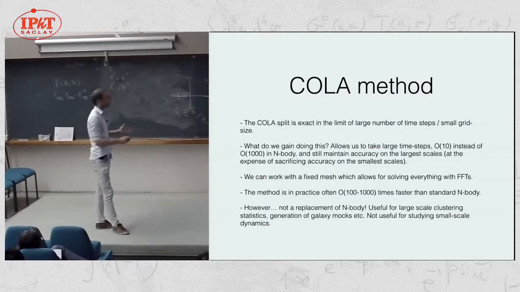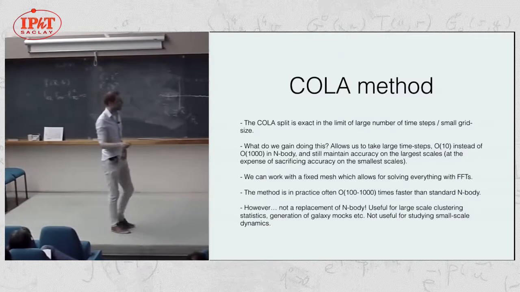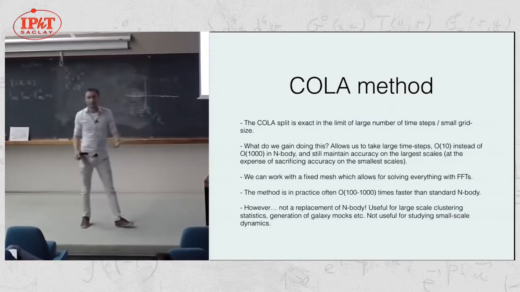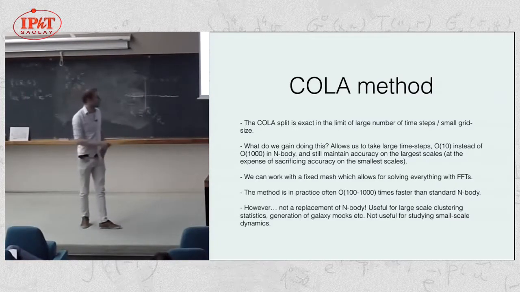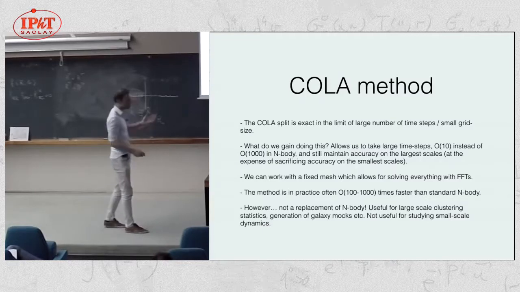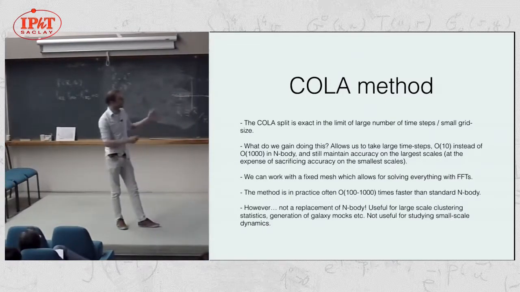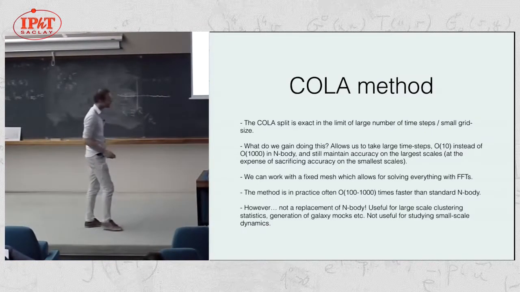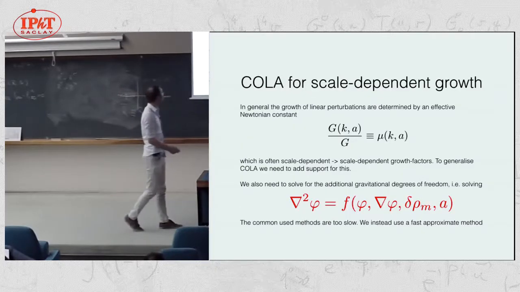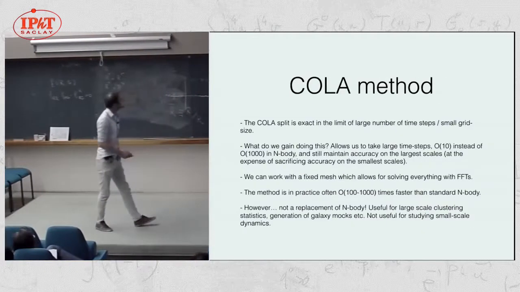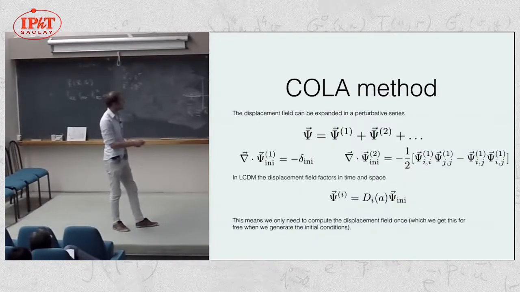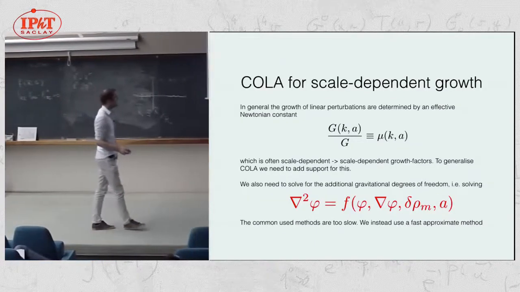However, it's not a replacement for n-body. It's only useful for studying large-scale clustering statistics. If you want to study the power spectrum up to a certain scale, redshift space distortions, generation of mocks, etc. You wouldn't use this if you want to study internal halo dynamics or small-scale dynamics in general. So that was the COLA method, what I discussed here is the COLA method for lambda CDM.